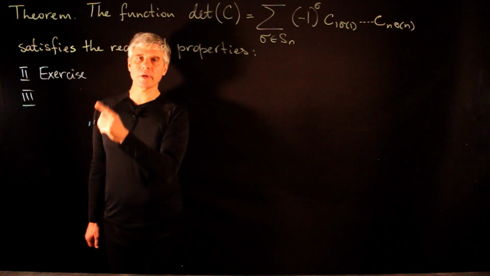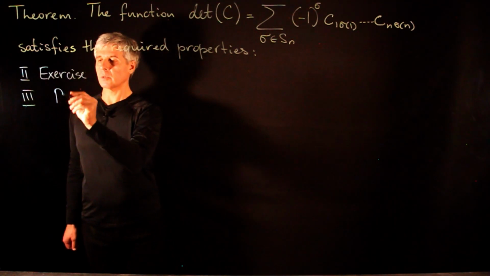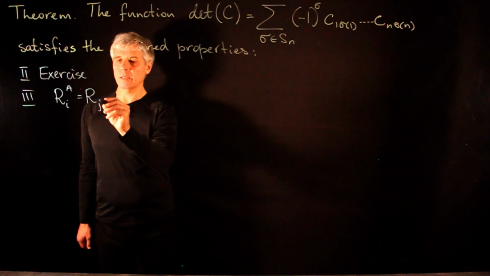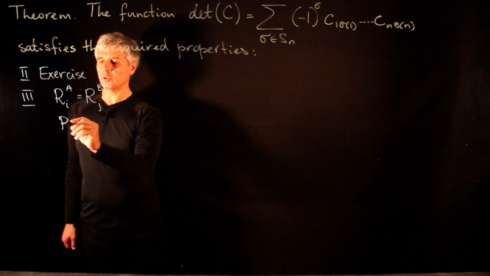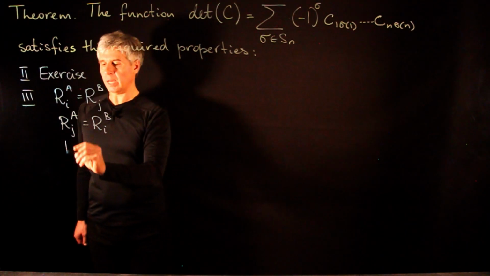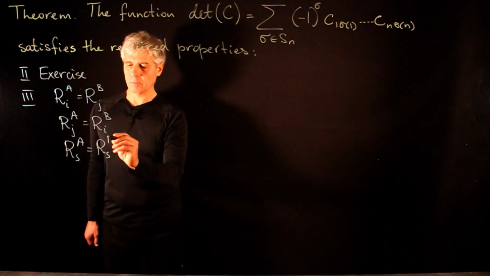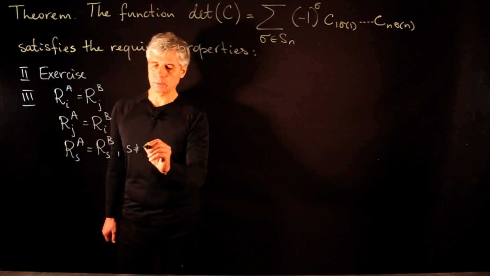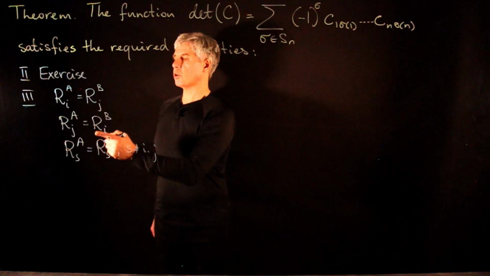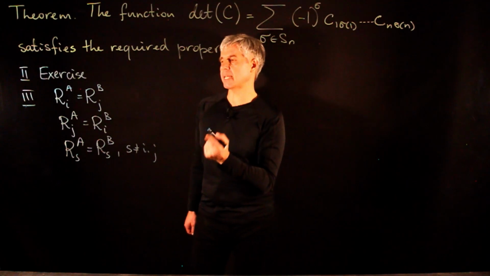Property 2 was about constant multiples of the rows, and property 3 is about switching two rows. So what we have is that row i in matrix A is row j in matrix B, and row j in matrix A is row i in matrix B, and all other rows are the same. So let us establish the relation between the determinants of A and B. We need to show that these two determinants differ by a sign.